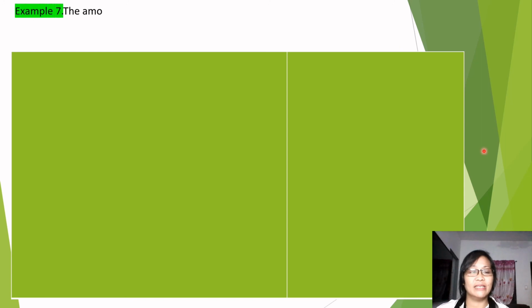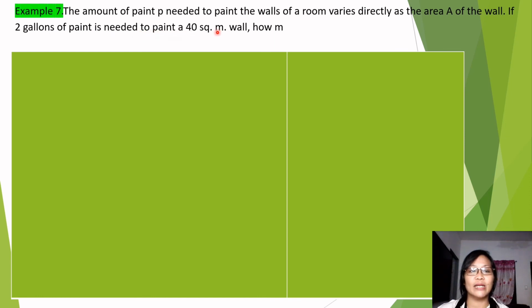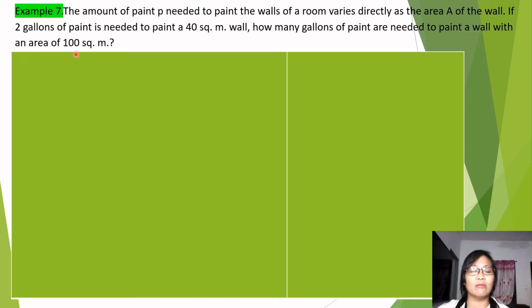Example number 7. The amount of paint P needed to paint the walls of a room varies directly as the area A of the wall. If 2 gallons of paint is needed to paint a 40 square meter wall, how many gallons of paint are needed to paint a wall with an area of 100 square meter?